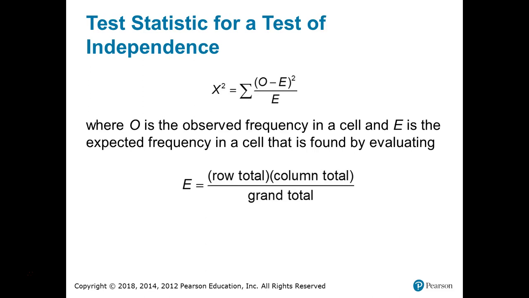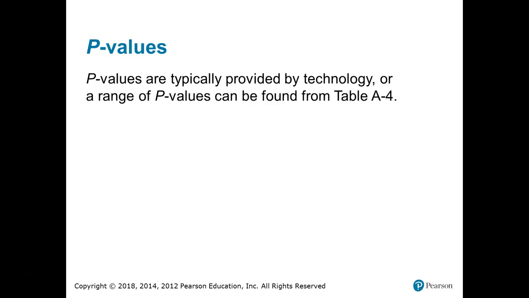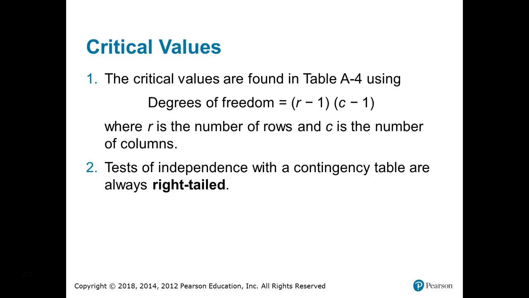Since we are doing a hypothesis test, we need a test statistic. Similar to the previous section, the test statistic is chi-squared equals the summation of (O minus E) quantity squared divided by E, where O is the observed frequency in a cell and E is the expected frequency in a cell. E is found by the row total multiplied by the column total divided by the grand total. P-values are provided by technology again, or by table A4.